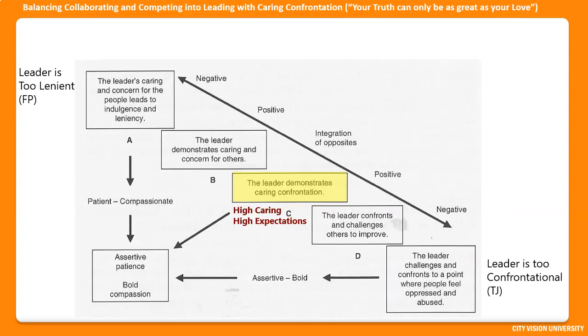So that's kind of the summary for this week. Ultimately, what we're looking for is leaders that have this caring confrontation, the phrase being that the truth can only be as great as your love. The compete quadrant might focus a lot on the truth. The collaboration quadrant would focus on the love.